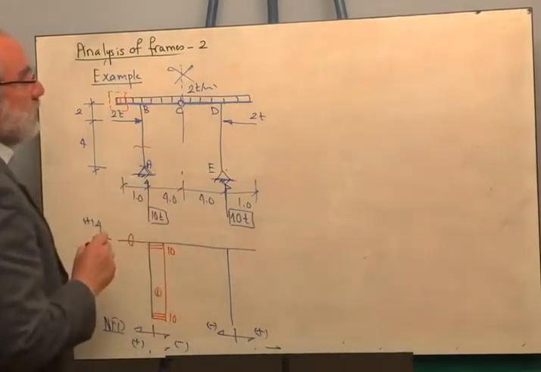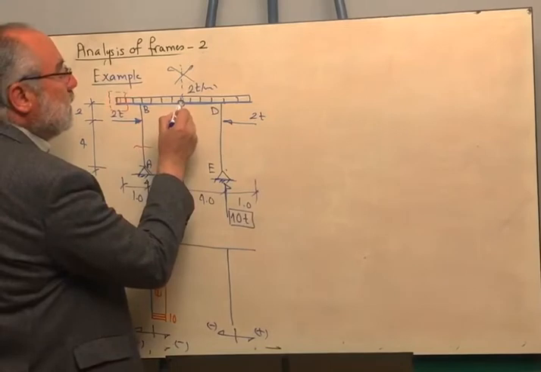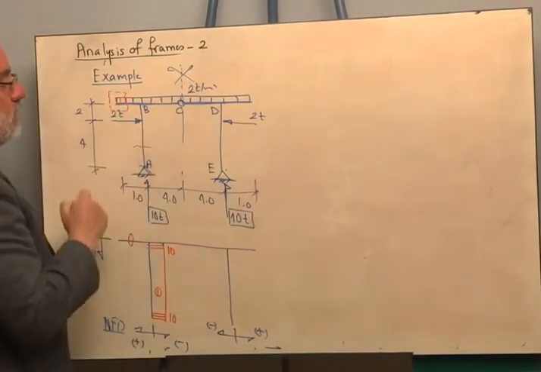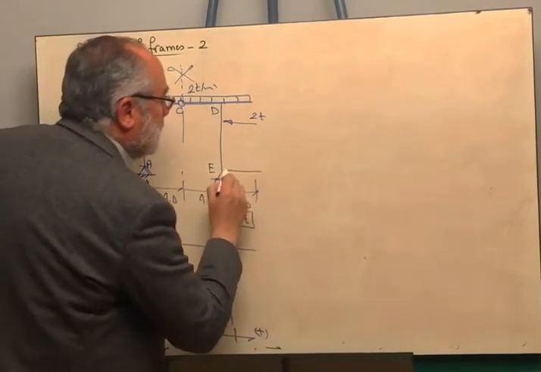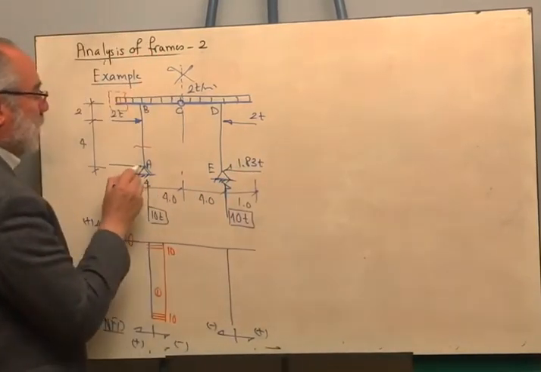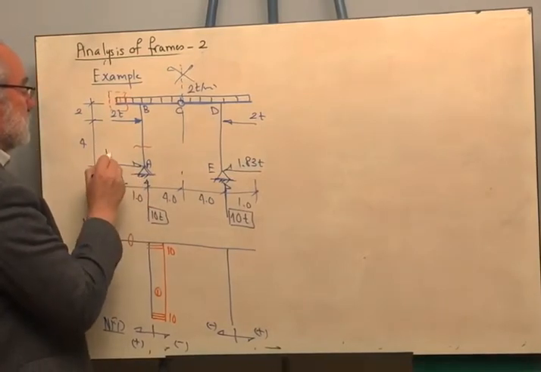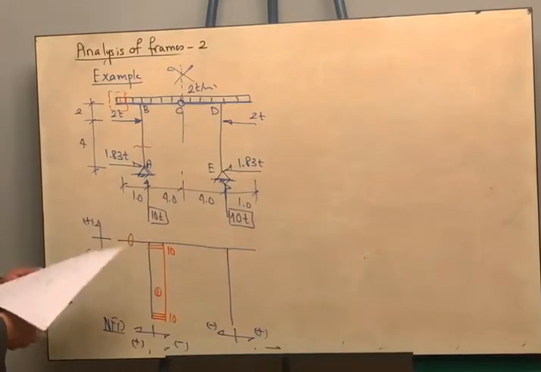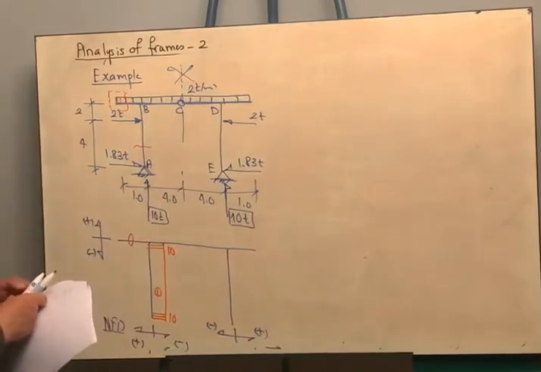If you want to get the reaction, you should take the moments about point C from the right-hand side, or the moments about point C from the left-hand side, and the reaction here will be 1.83 ton, and this is 1.83 ton. Okay?